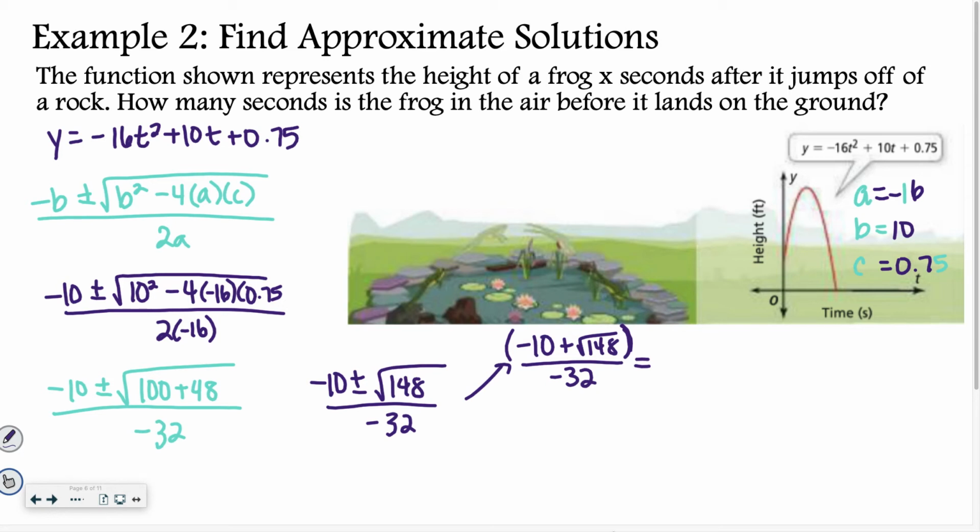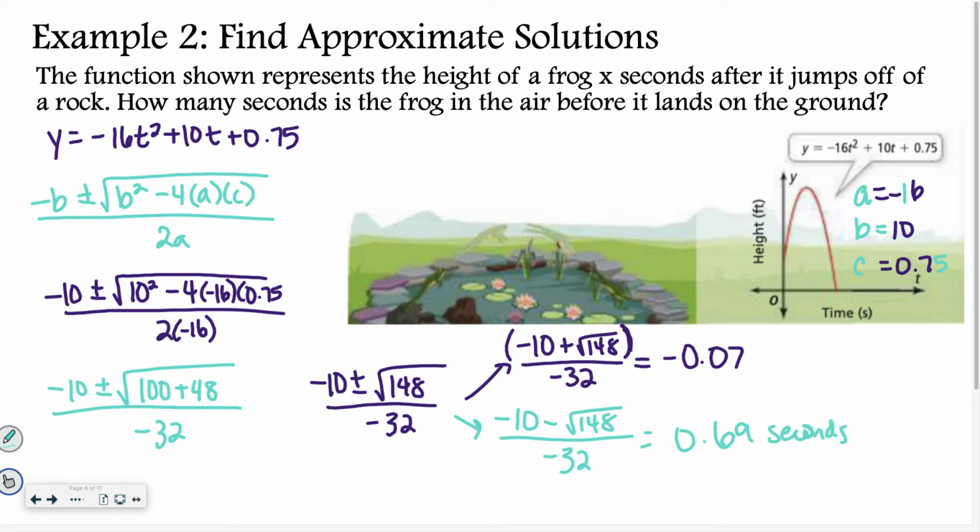If I type that into my calculator, I get negative 0.07 if I round. And then if I continue and I do negative 10 minus the square root of 148, type that all in to get my answer. Once I have my answer, divide by negative 32, I get 0.69 seconds.